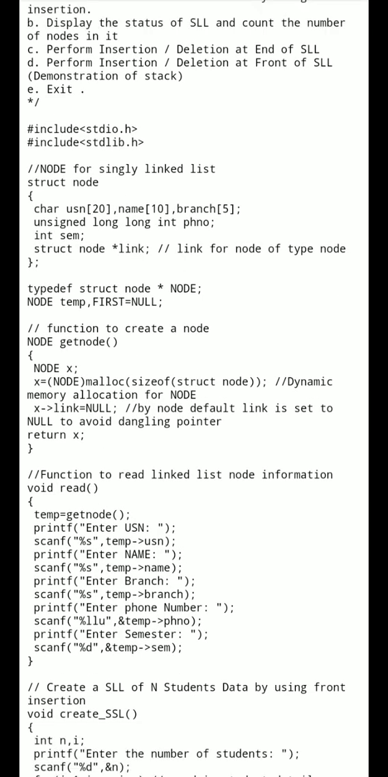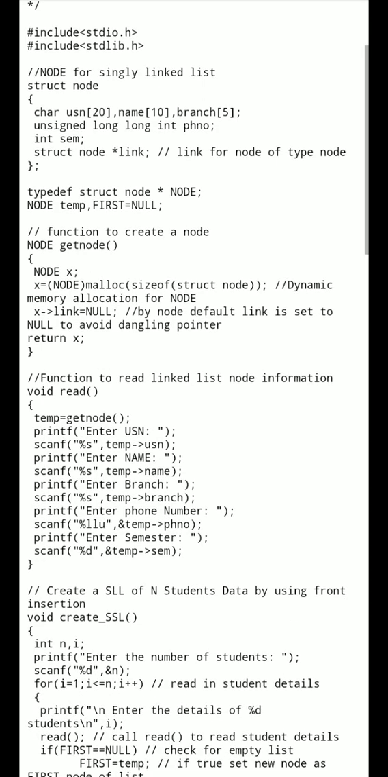In the node, you are storing USN, name, branch, phone number, which is of unsigned long, and semester. This is the information you are storing in the node, and the link is already defined with struct node star link. Initially, the first node value is assigned as null.